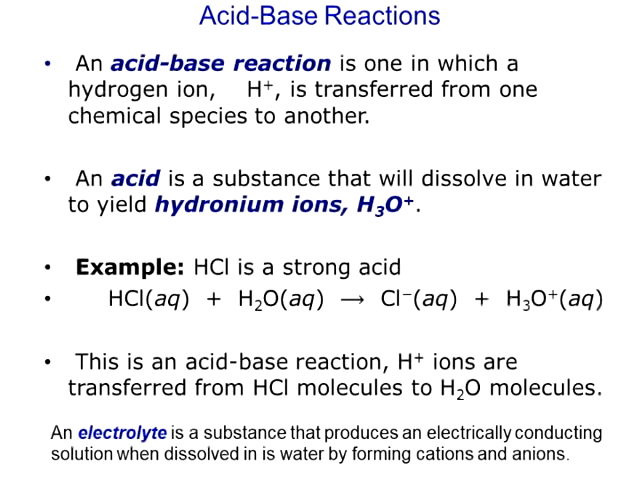An acid is a substance that will dissolve in water to form hydronium ions, H3O+. In other words, when a hydrogen ion is liberated from the acid, it immediately combines with water to form H3O+, called a hydronium ion, leaving a counter ion. In the example shown here, HCl plus water gives a counter ion of chloride minus. So in this solution, we essentially have chloride minus ions and H3O plus ions. This is an acid-base reaction. Hydrogen ions are transferred from HCl molecules to the water molecules. The HCl acts as an acid. The water acts as a base.